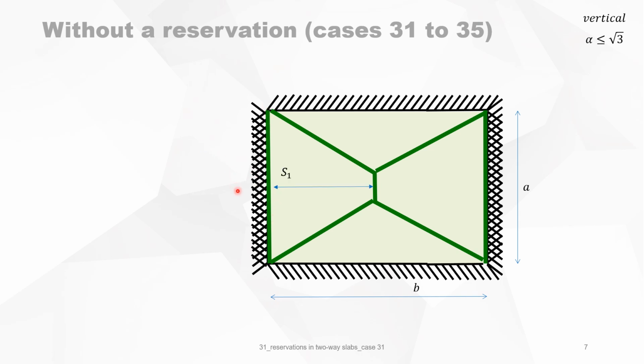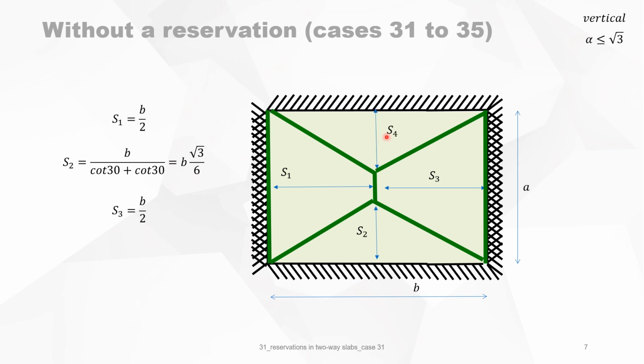The geometric characteristics: S1 is now B over 2, S3 is also B over 2, and S2 is again the cotangents rule, which is B divided by the summation of the cotangents of the two angles, which is B square root over 6. And S4 is the same, also B square root over 6.